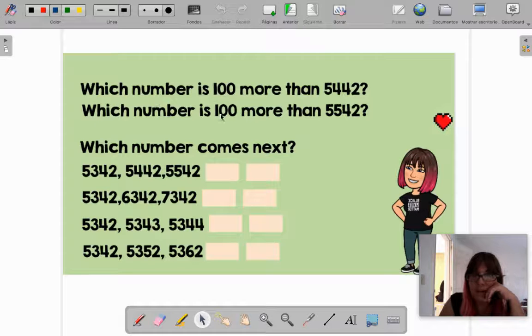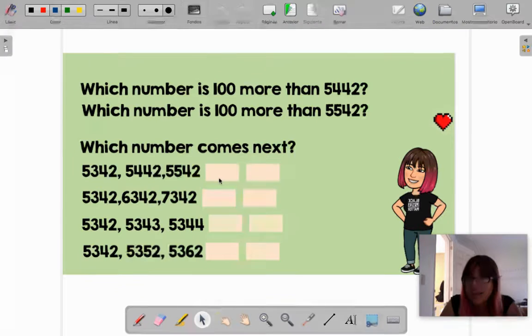Then, which number is 100 more than this? These are different numbers, okay? They look the same. You see a lot of 5s, 4s, and 2s, but no, it's different. Here it's 5,500, here 5,400. So in this one, 100 more. So again, you go to the hundreds and change only the hundreds. But don't just put the hundreds, you put the complete number, the same way I did before.